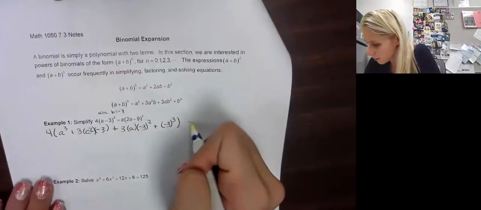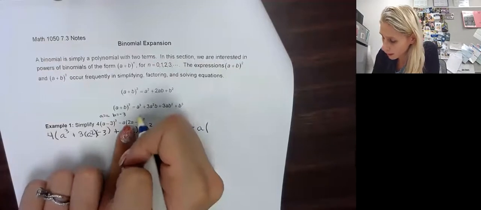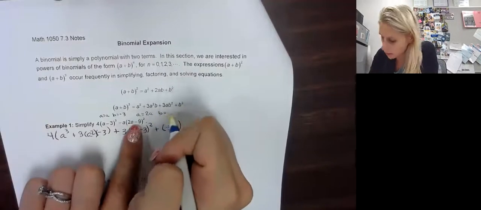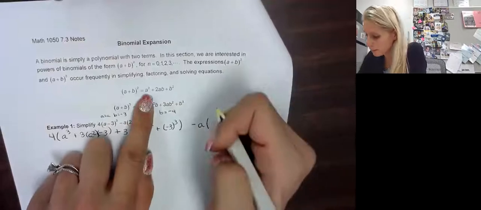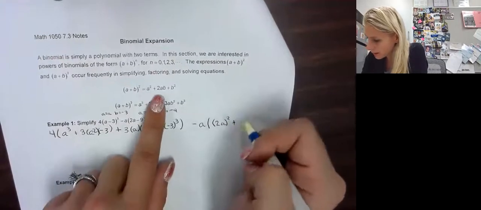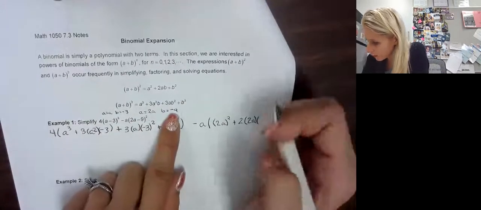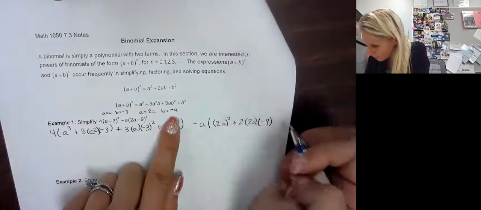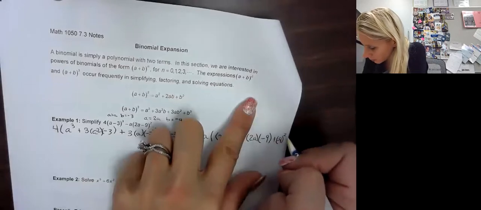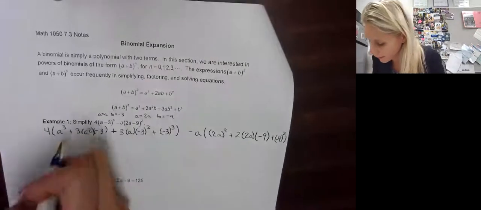Now, of course, we're going to go minus a times. Now, for our squared here, our a is actually 2a, and our b equals -9. So now when I replace it up here, we have (2a) squared plus 2 times 2a times b, which is our -9, plus our b squared, so (-9) squared. And that's writing it out and expanding it. So let's see if we can simplify that.